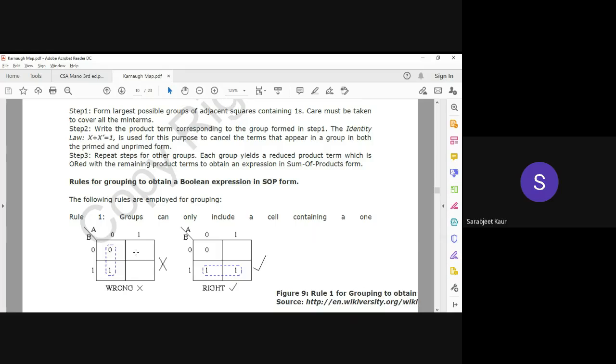So as we said, please see here, we need to form the largest possible groups of adjacent squares containing ones and not zeros. So you cannot include a zero in a group. This is wrong, this is wrong. And grouping of only ones is right. Is this clear? Yes, ma'am.